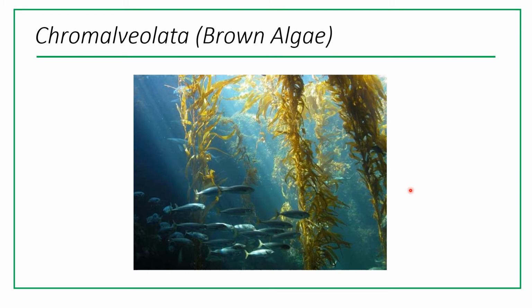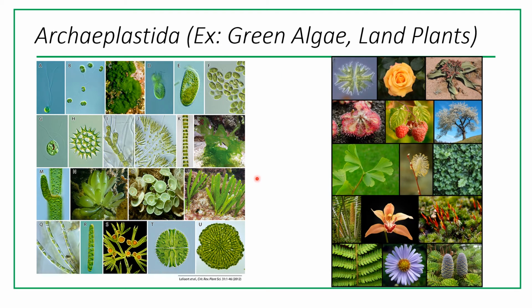Chromalveolata include brown algae, and this is kelp, common in our area of California, right? It used to be classified just as a protist. Archaeplastida includes green algae and land plants. So here you can see different examples of green algae. The diversity is just amazing. And here, land plants.